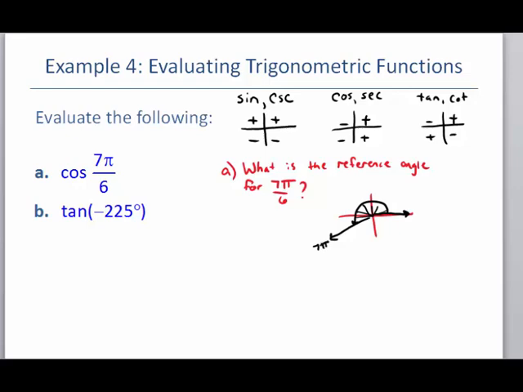Okay, so that's 7 pi over 6. Remember that this line here was 6 pi over 6. Your reference angle is going to lie in between those two. And so your reference angle is going to be the difference between 7 pi over 6 and 6 pi over 6. Subtracting those would give you a pi over 6 for your reference angle.